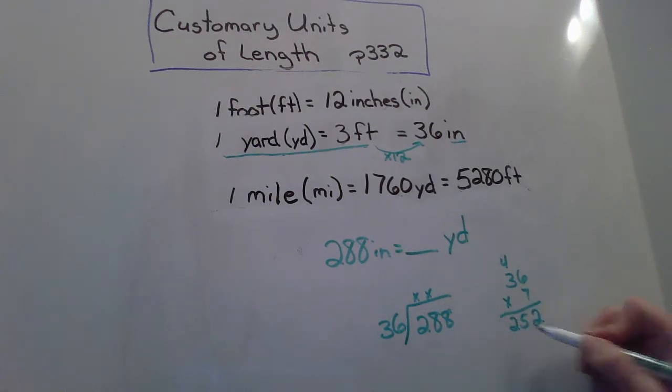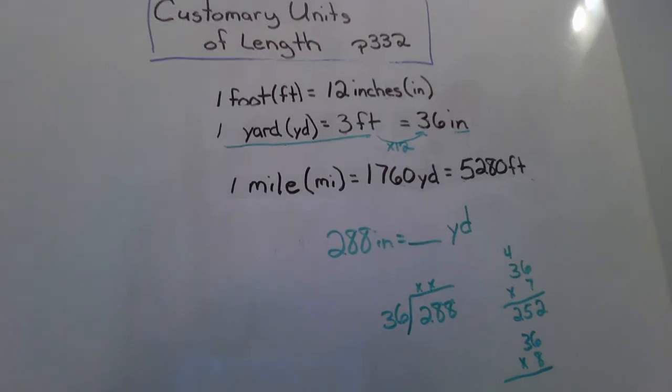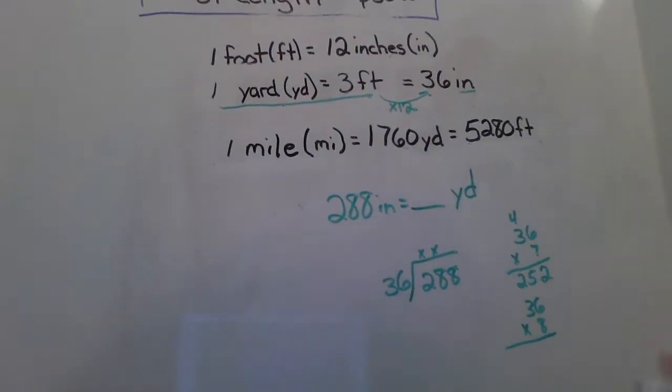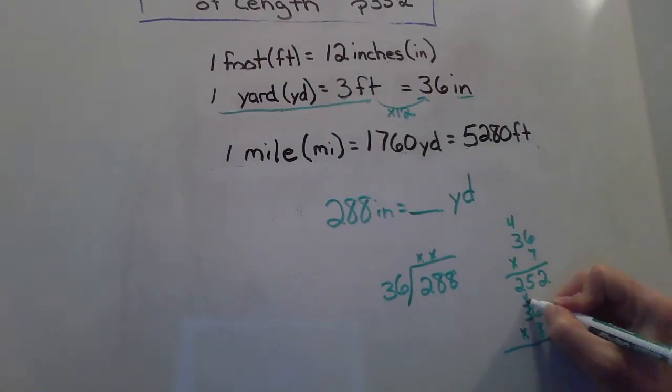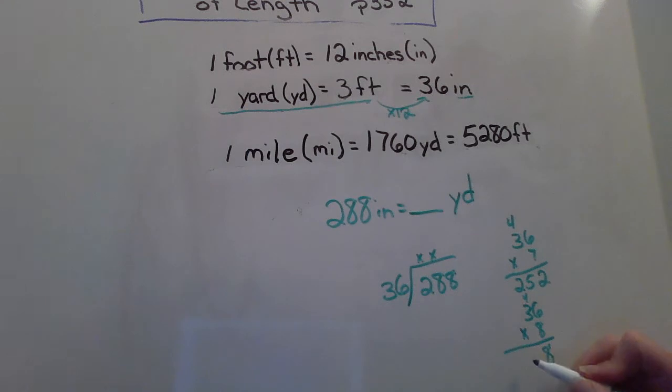Okay, so that's pretty close. Let's see if we can get closer. 36 times 8. Okay, so when I do 36 times 8, I'm going to do 8 times 6 is 48. 8 times 3 is 24. 24 plus 4 is 28. So that is what I'm going to use.